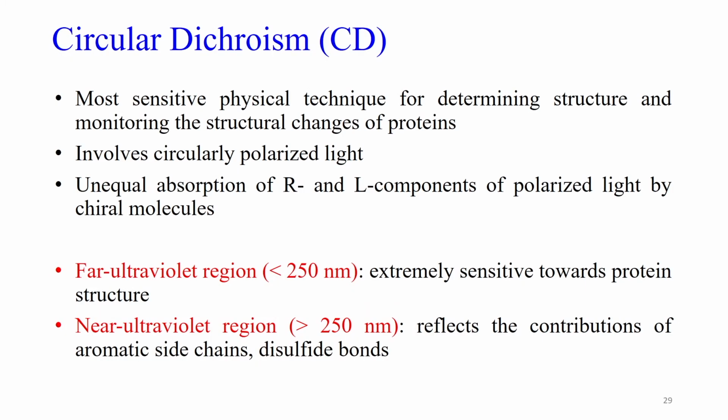Another method is we can go with circular dichroism. This is the most sensitive technique. Here we can analyze directly in the aqueous solution. It involves circularly polarized light, and the unequal absorption of the left and right components of the polarized light comes because of the chiral molecules, or you can say the secondary structure of the protein.